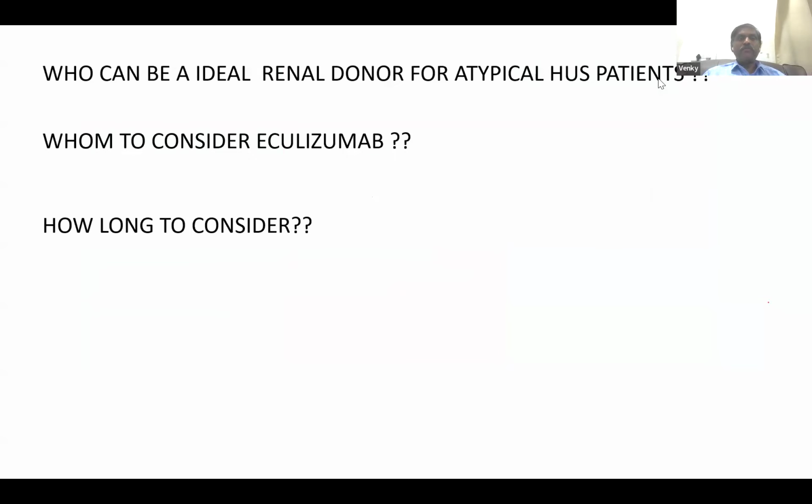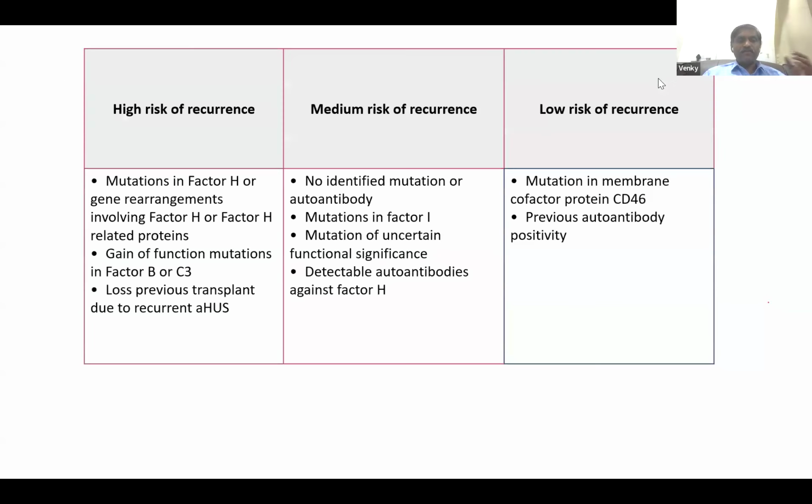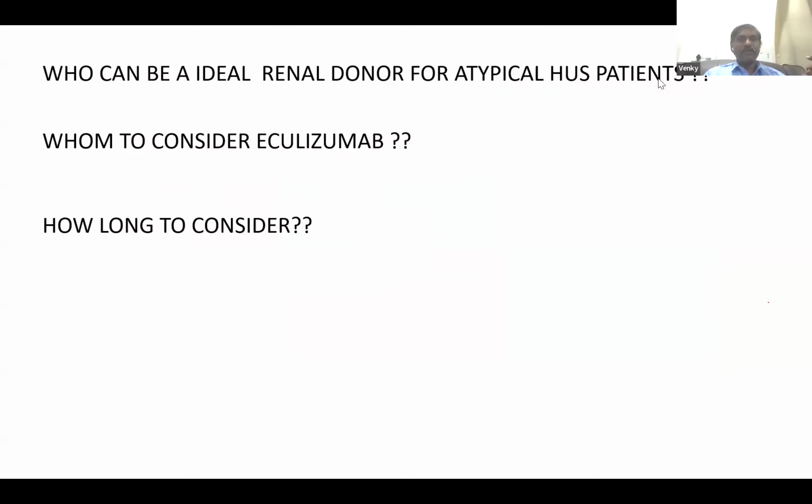And in the era of eculizumab, whom should be given eculizumab? And how long should we consider eculizumab? So this risk stratification plays a major role in giving answers to these questions, actually. The first question is, who can be the ideal donor for a patient with atypical HUS?